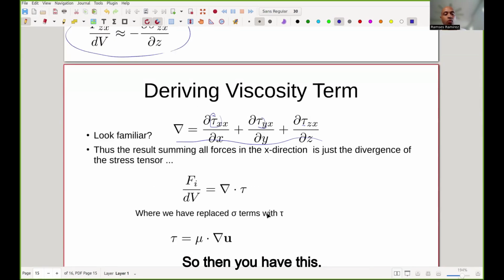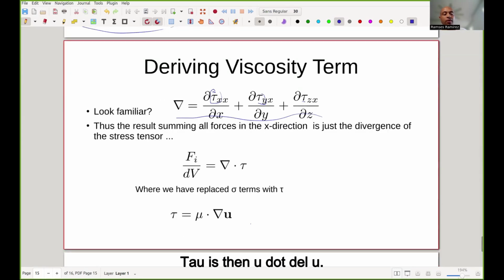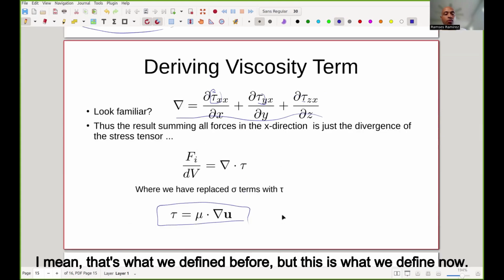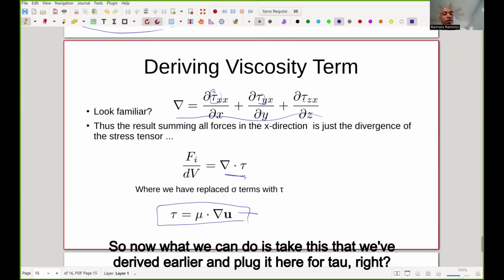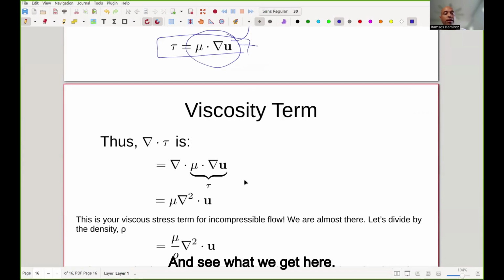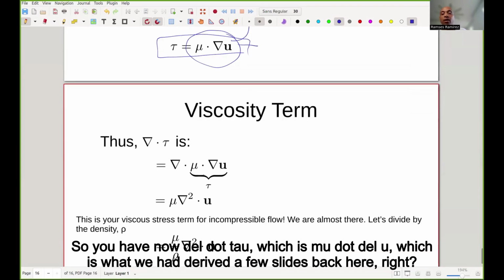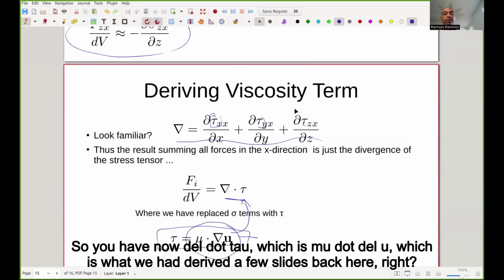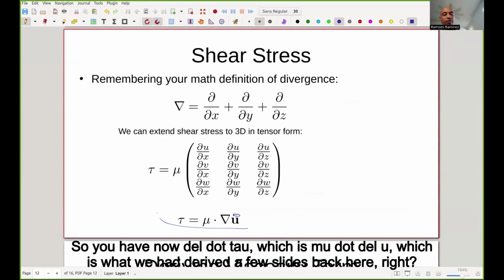So then you have this. Tau is then mu dot del U. That's all that is, right? That's what we defined before, but this is what we define now. So now what we can do is take this that we've derived earlier and plug it here for tau, right? And see what we get here. So you have now del dot tau, which is mu dot del U, which is what we had derived a few slides back here, right?